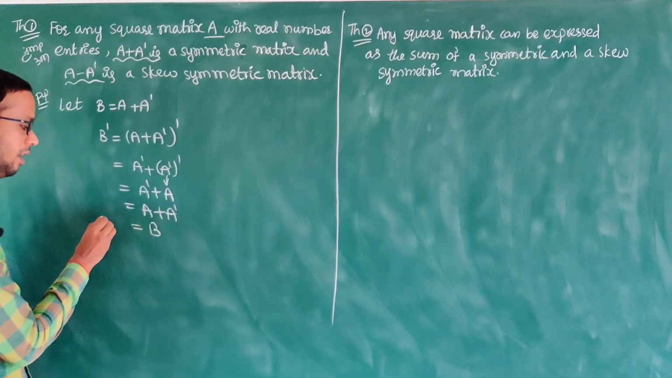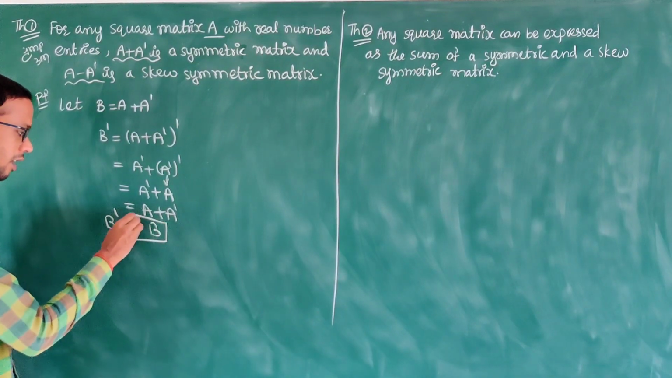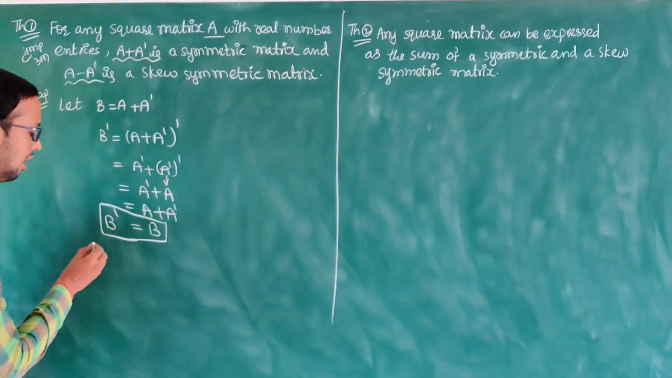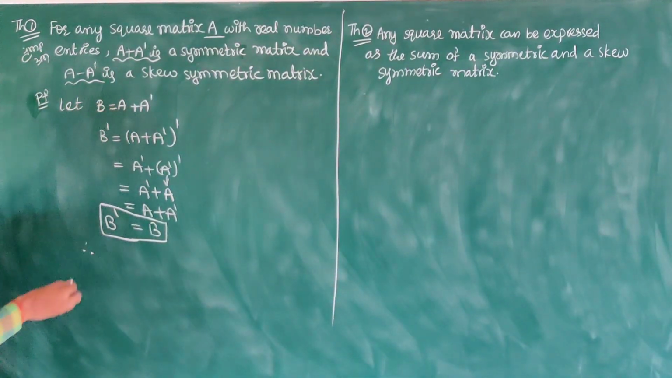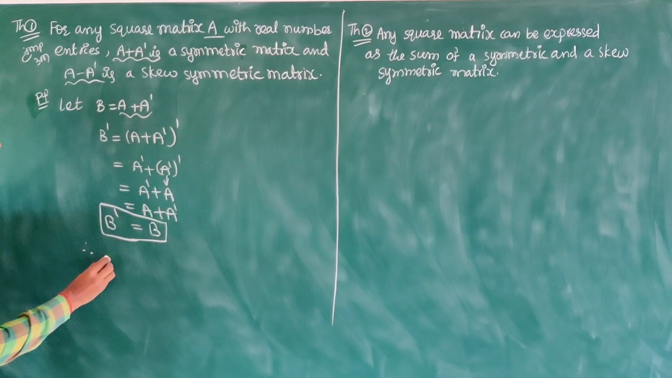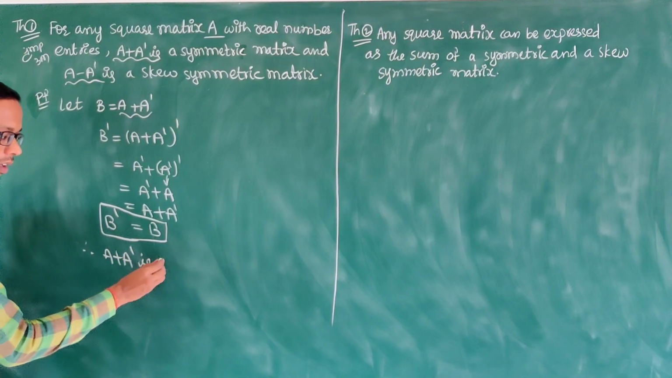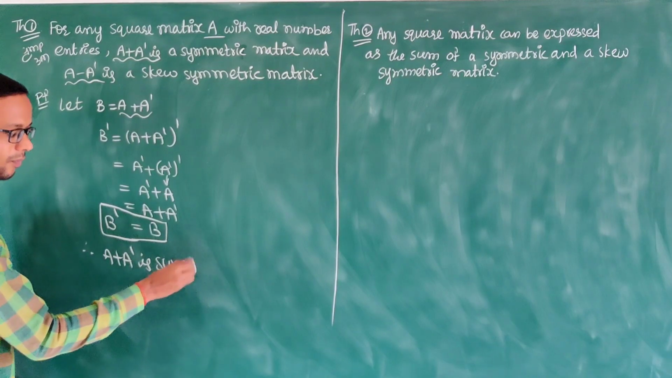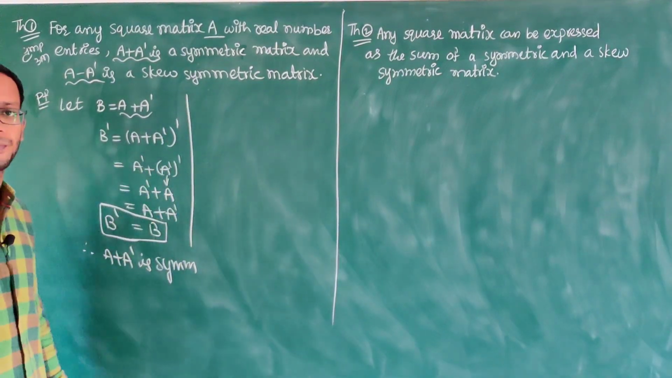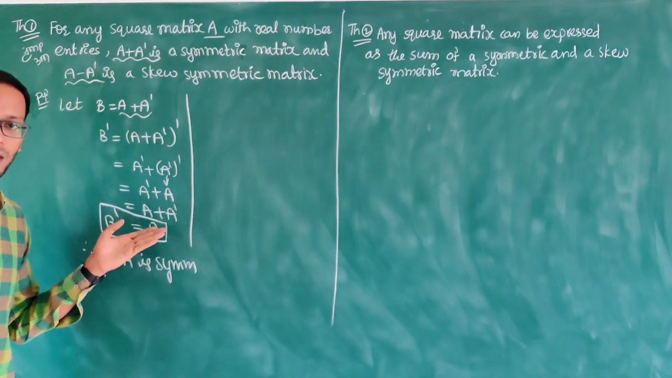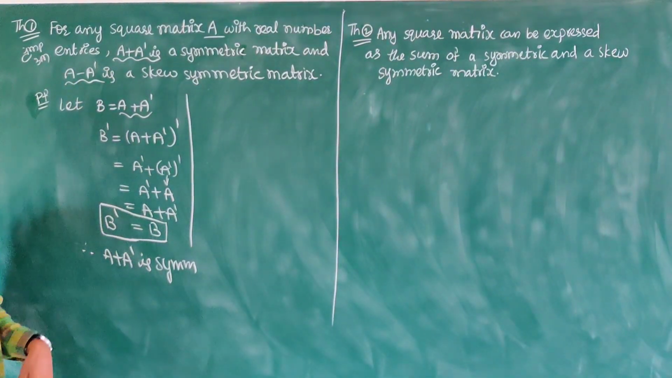So what we got? B dash is equal to B. B dash is equal to B is nothing but B is a symmetric matrix. B is nothing but A plus A dash, a symmetric matrix. So this is the proof. You just take it as one matrix, take the dash, use the properties, and getting the same matrix means it is a symmetric matrix.